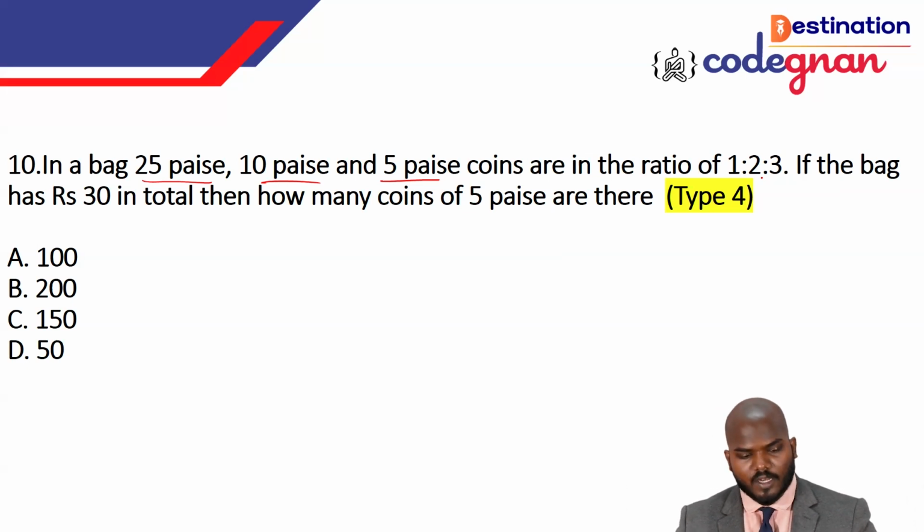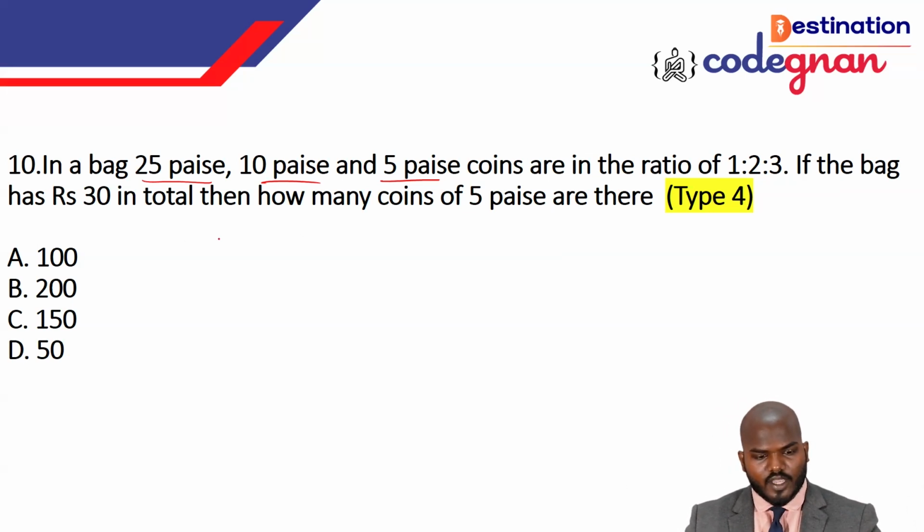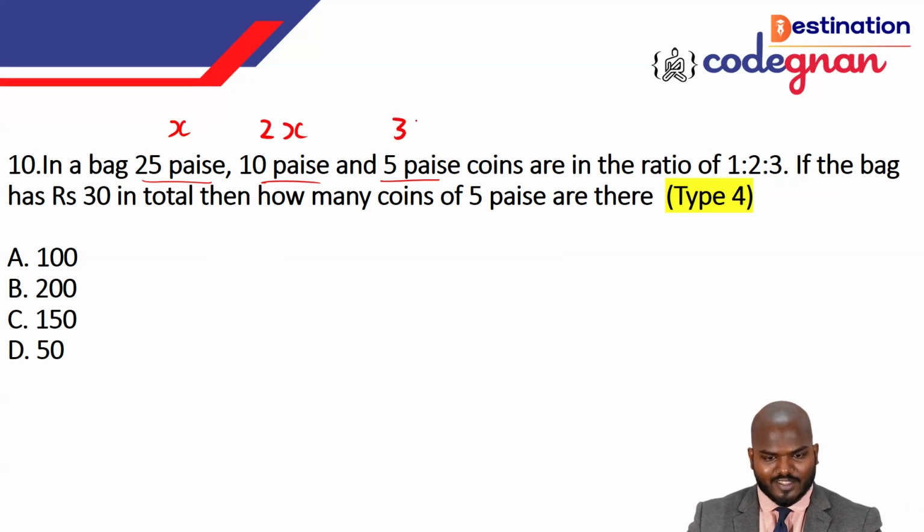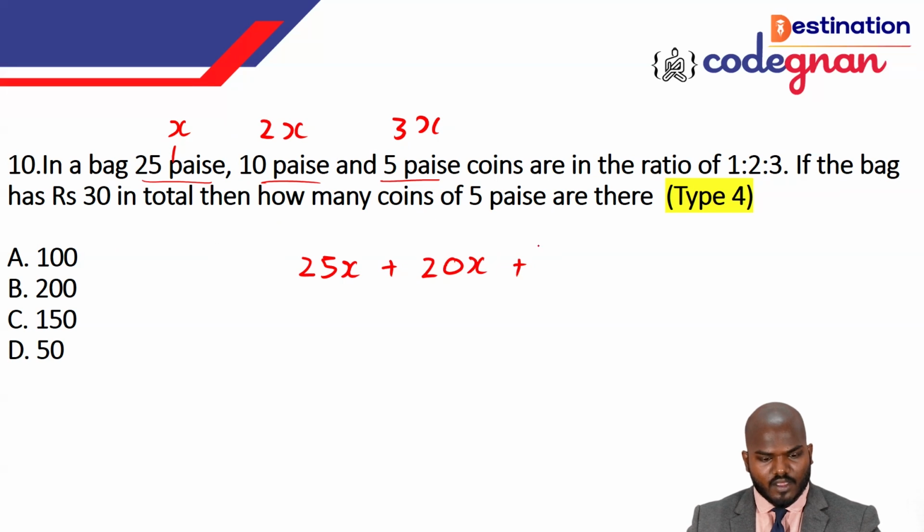That shouldn't happen. Going to this one, guys, you see that it is 25 paise. They have given the number of coins, that is 25 paise, 10 paise, and 5 paise, in the ratio x, 2x, and 3x. If I multiply this, I'll get 25x. This will give 20x. This is 5 paise, so I'll get 15x. Totally you have 30 rupees.